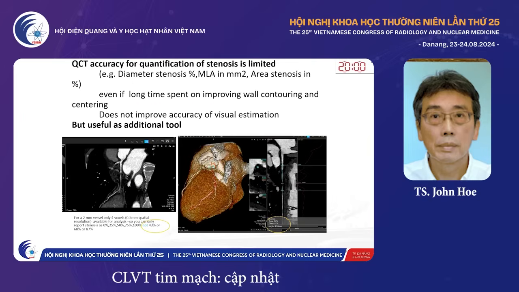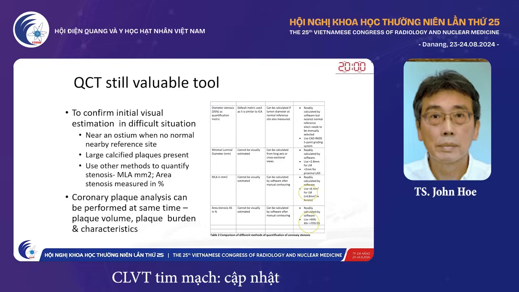Using the software on your workstation, QCT accuracy for quantification of stenosis is limited. Even if you spend a long time on improving wall contouring and centering, it does not improve accuracy of visual estimation, but is useful as an additional tool. For example, to confirm visual estimation in difficult situations such as near an ostium when there's no normal nearby reference site, or when you have large calcified plaques present.